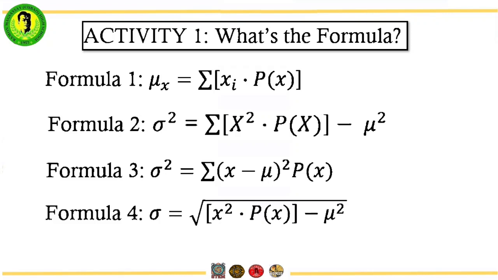Formula 4, your sigma doesn't have the square anymore, and on the other side of the equation, you have the square root of the summation of x squared times the probability of the random variable, then minus the square of the mean. When you are computing for the square root of the variance, then you are computing for the standard deviation. So this formula 4 is the formula for the standard deviation of a discrete random variable. Those are the 4 formulas that we will use in this activity. What's the formula? So let's proceed.